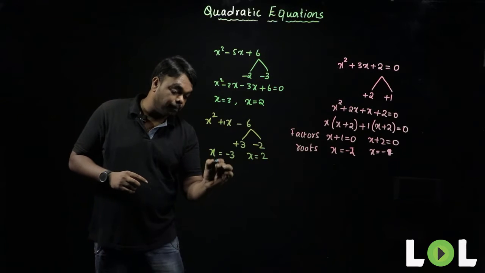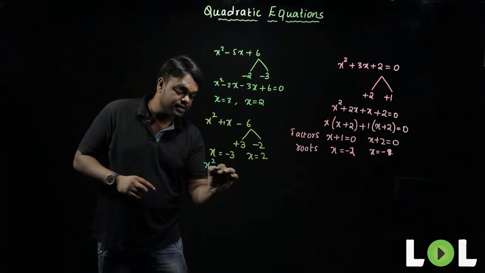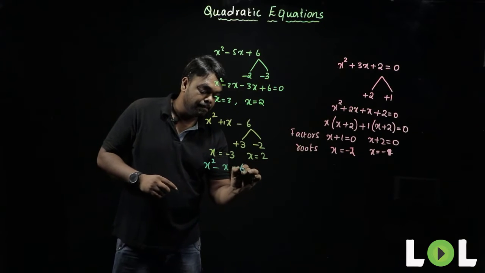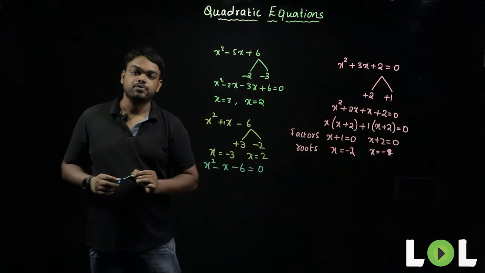One last equation. Suppose the equation is this way. x square minus x minus 6 equal to 0. What is happening?